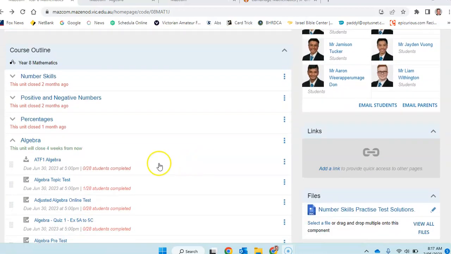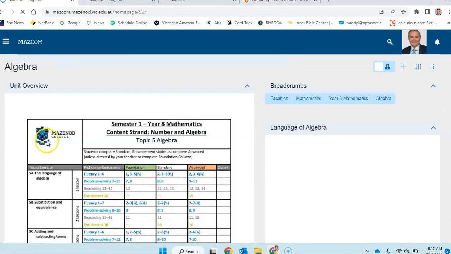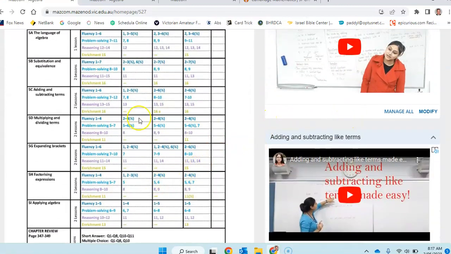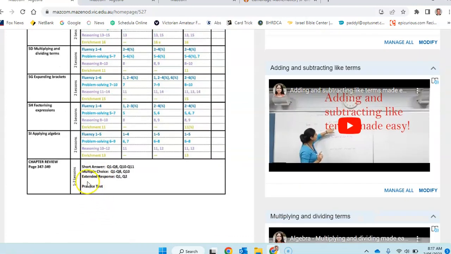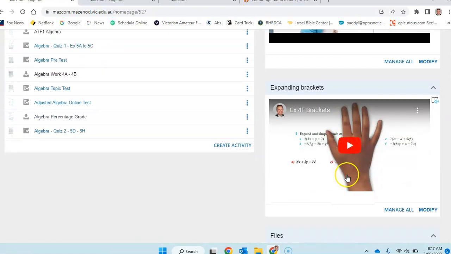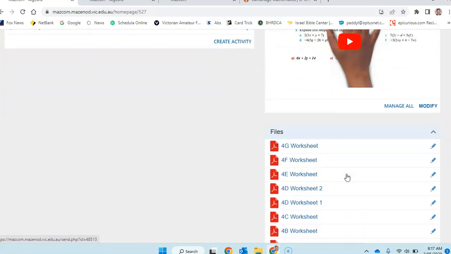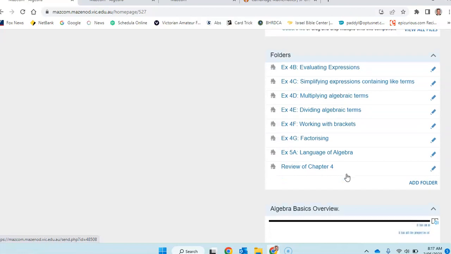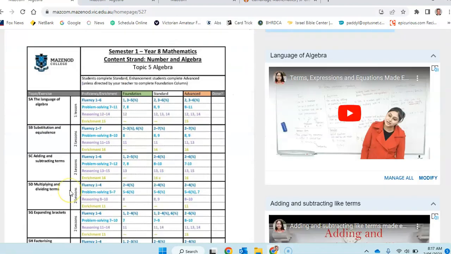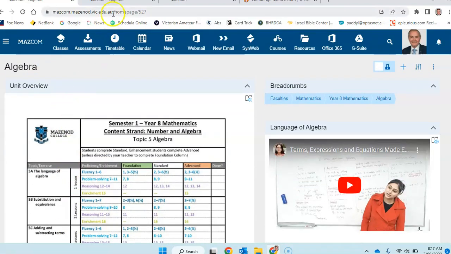So if you need to be doing revision on algebra, then from the class page you select the algebra tab. You've got the work outline. There's plenty of work to revise. Make sure you've got chapter review done. You can go over some of the videos on how to expand brackets, how to factorize, those sort of things. Algebra basics, you need to know those so you can have your revision for Monday's test.